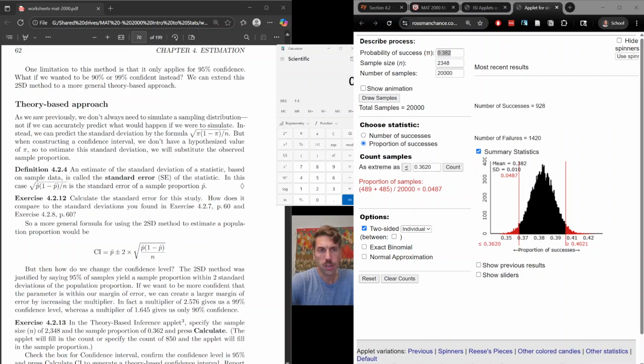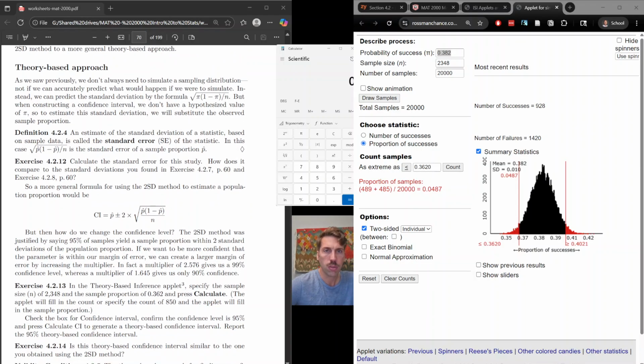Okay, we're back with part 2 of section 4.2. Now we're getting into the theory-based approach. So going back to that formula for standard error, the square root of pi times 1 minus pi over n. But now we're talking about the standard error statistics.